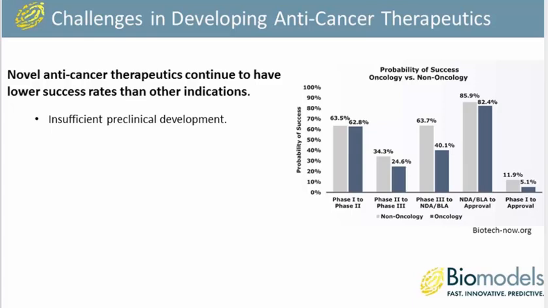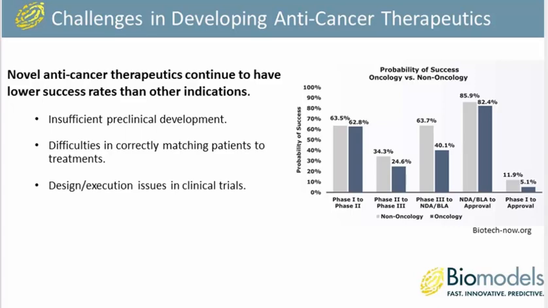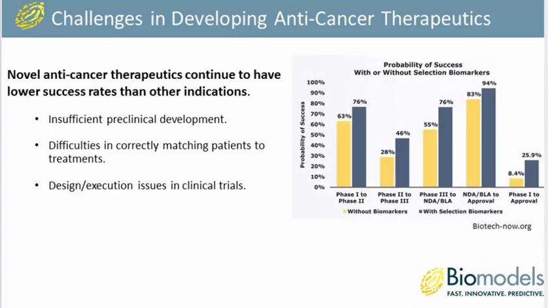And you can see that some of these challenges do cause issues in oncology versus non-oncology therapeutic development. You can see in this graph on the right that oncology has lower levels of transitions between the phases than non-oncology therapeutics. Some of the reasons for these discrepancies might be insufficient preclinical development, difficulties in matching patients to treatments, and/or design or execution issues in the clinical trials.